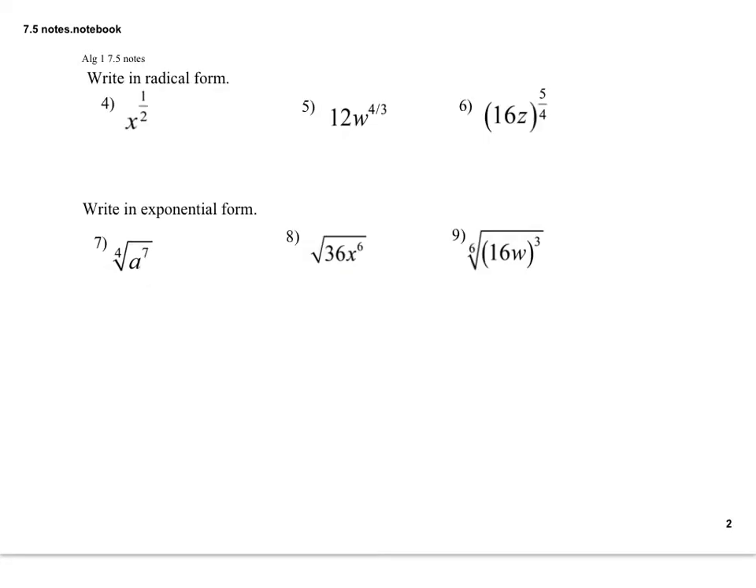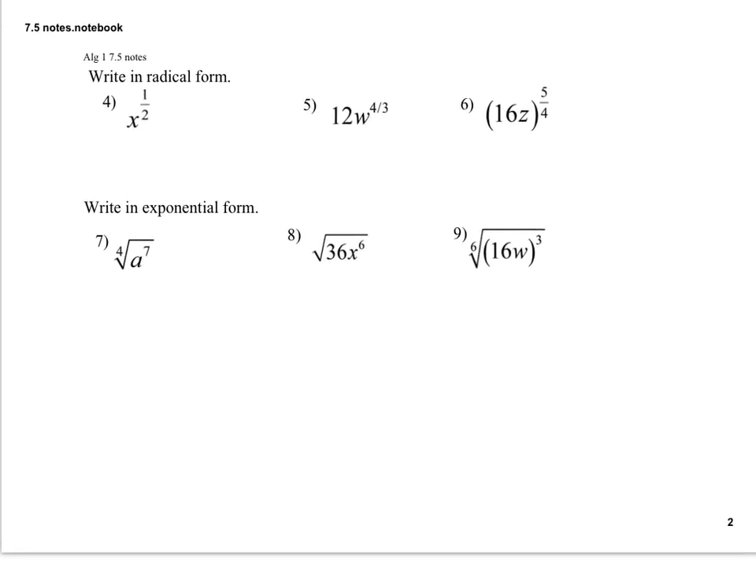All right, so for number 4, I'm just going to follow the instructions. It just tells me to write that in radical form. So x raised to the 1/2 power means that I'm going to have a radical. This 2 right here is going to be what goes in my index. So 2 goes there, and x to the first power goes there. And in algebra, we really don't write this 2 in the index. We really don't write the 1 in the exponent. So really, the answer for number 4 is simply the square root of x. All right.